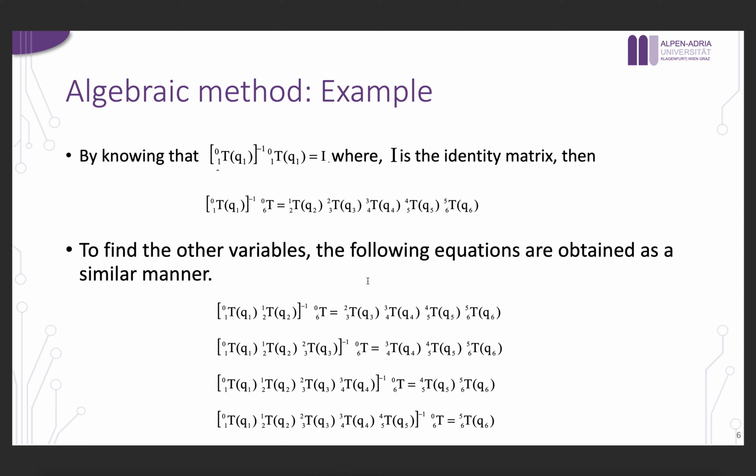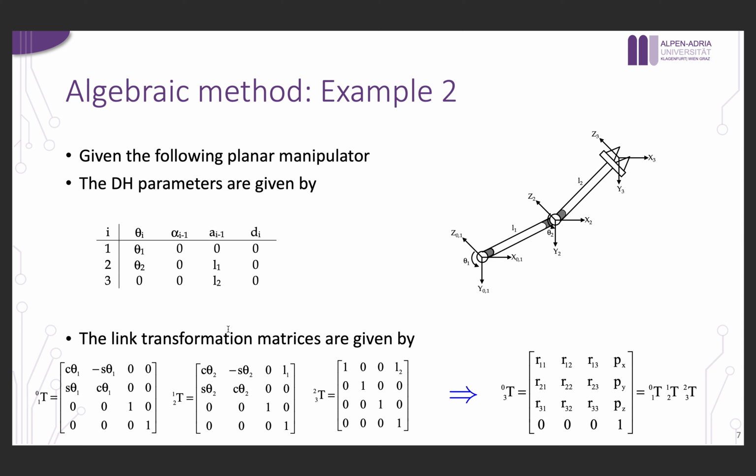So what you need to do is continue: multiply both sides now with the inverse of t01 t12, then the inverse of t01 t12 t23. You need to continue until you find the total number of equations that you are looking for. You could find them at this step, or at that step, so it's not necessarily that you need to do all of them. Now let's see an example just to give a clear picture.